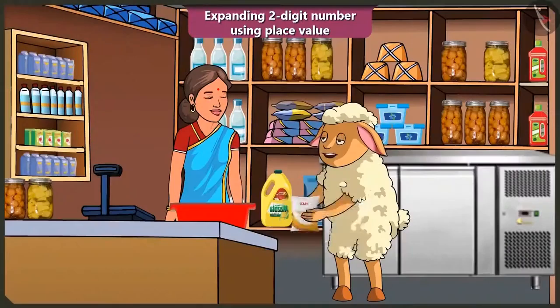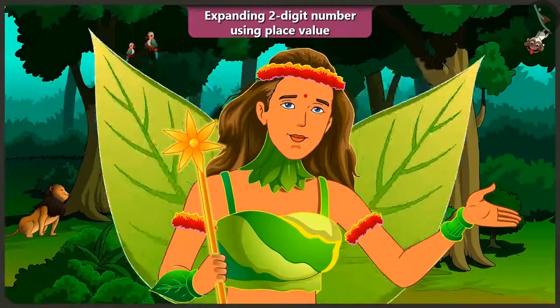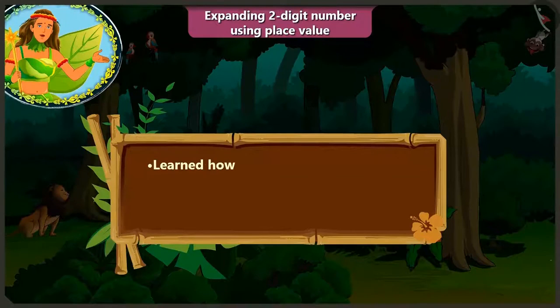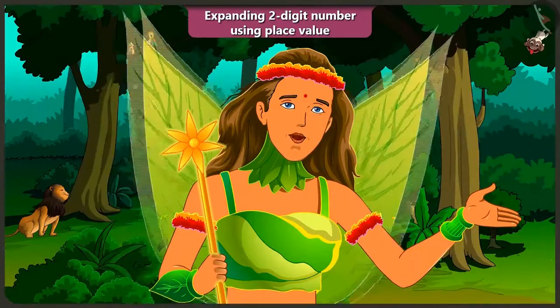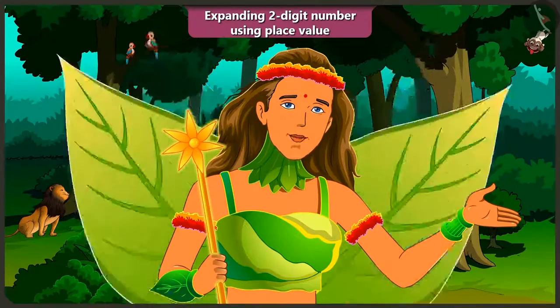Absolutely right, Lily. So auntie, take these 5 rupees. Thank you, Lily. Children, today after doing some shopping, we have learned how to make the payment to the shopkeeper with the help of notes and coins. In the next video, we will learn to add numbers to a group.